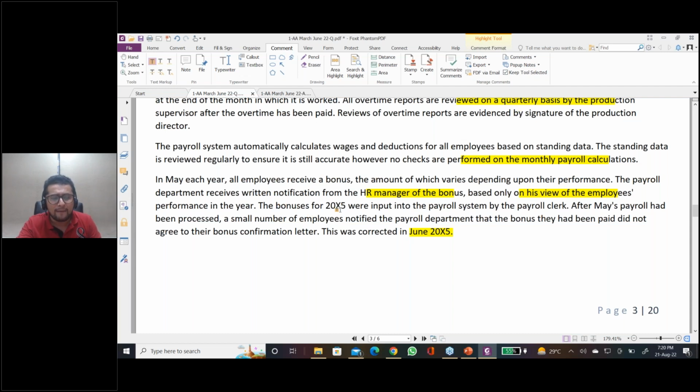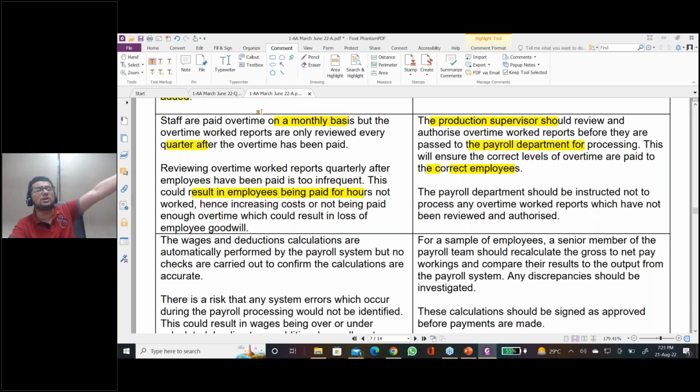And the final one is the bonuses for 20x5 were input into the payroll system by the clerk. No problem with that. After May's payroll had been processed, a small number of employees notified the payroll department that the bonus they had been paid did not agree to the bonus confirmation letter. So there is a mistake. The payroll clerk is entering the data, but nobody is reviewing his work. As a result, there are mistakes. Again, that could lead to extraordinary bonus to certain employees, and if I've received extra bonus, I will not complain. And if I've received a lower bonus amount, yes, I will complain.